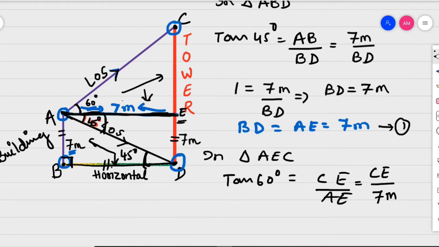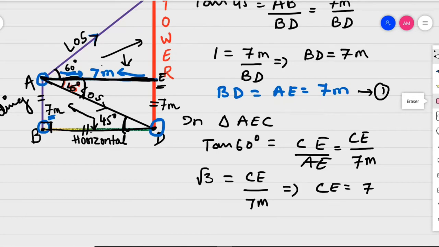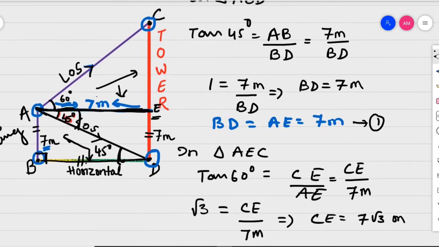Now let us move forward to solve this question. Now tan 60 is how much? Tan 60 is equal to root 3, which is equal to CE by 7 meters. So this shows CE is equal to 7 root 3 meters. Now what you have to find out? You have to find out the height of the tower. See, height of the tower is CD. CD means CE plus ED. This much and this much.